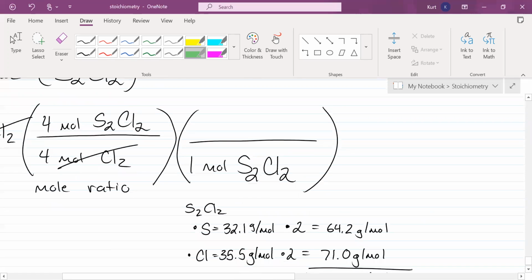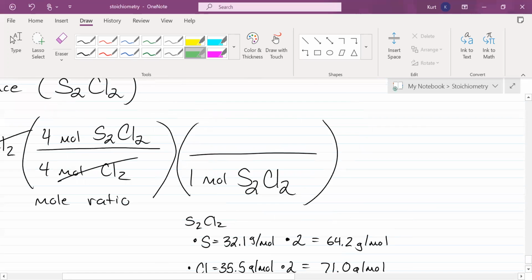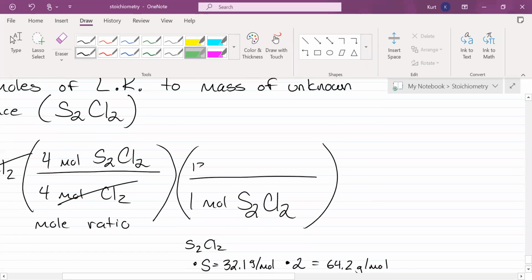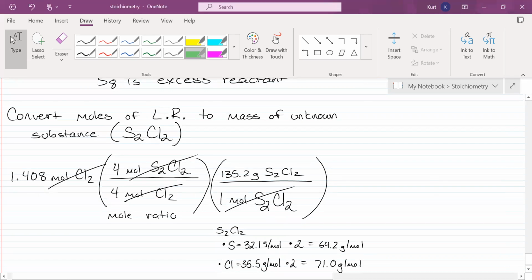So 1 mole on the bottom, 135.4. Did I put 4? No, 2. That's right. 135.2 grams of S2Cl2 on top. And your setup is complete. All you have to do is solve. 1.408. If you want to do times 4 divided by 4, that's fine, but it's basically 1 over 1. So I'm going to skip that step. Now I'm going to do times 135.2. And I've got 190.4 grams of S2Cl2. Did you guys get that?